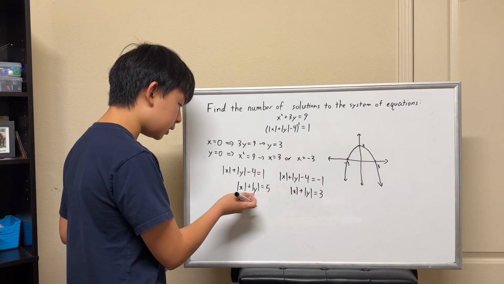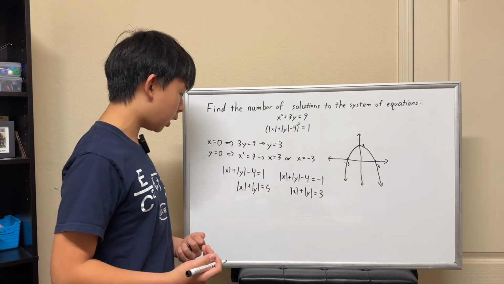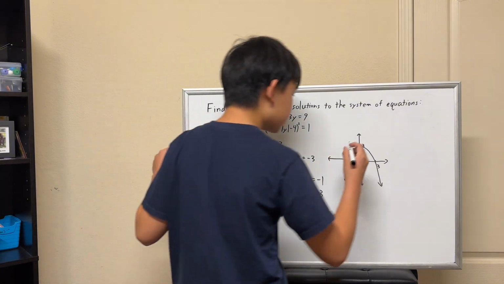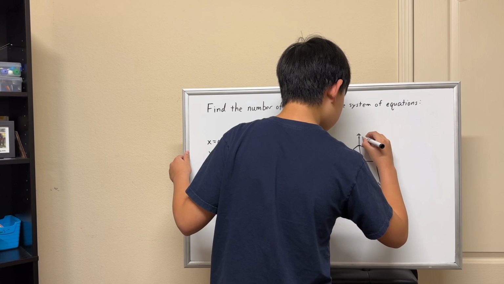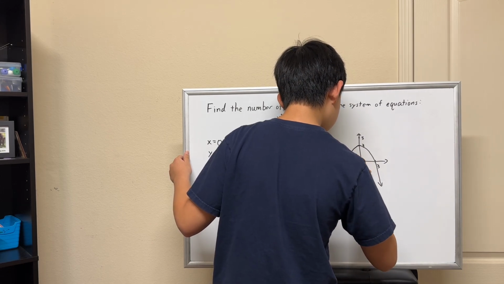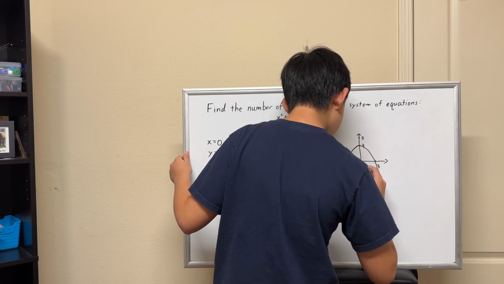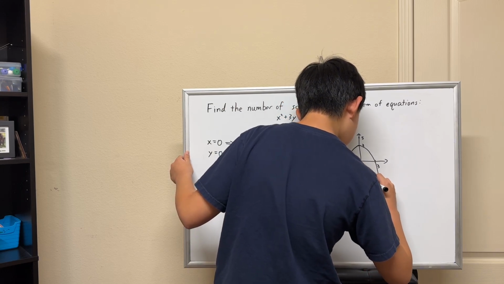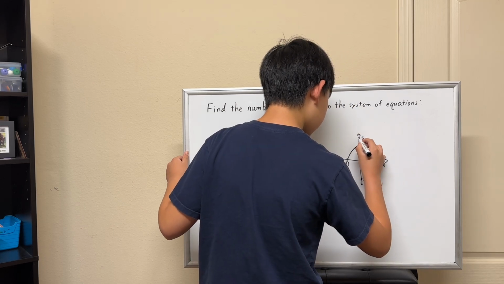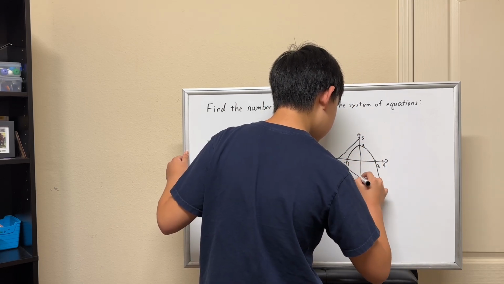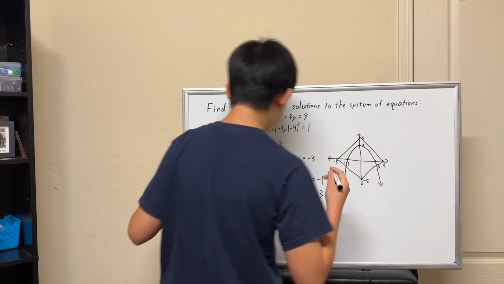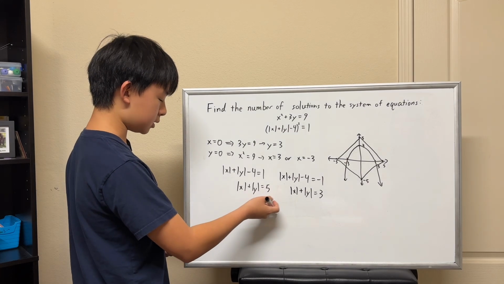First, we can plug in certain values of x and y, such as x equals 5, y equals 0, and that gives us a diamond shape with its vertices at (0, 5), (negative 5, 0), (0, negative 5), and (5, 0). And then we can connect these vertices to finish our graph for this equation right here.